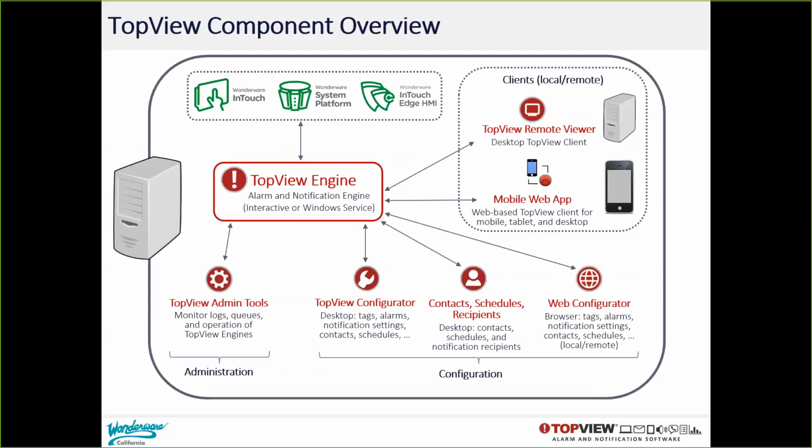The runtime component of TopView is called the TopView engine. The TopView engine monitors the alarms from Wonderware and performs all the configured notifications and reporting. The engine can run interactively or as a Windows service, and we allow the user to optionally run multiple engines, each one doing a subset of the required work. For configuration of the engines, we have two desktop tools, the full configurator and a smaller contacts and recipients app that allows the user to only manage information related to notification recipients. We also have a web-based configurator that allows both local and remote configuration tasks to be executed.